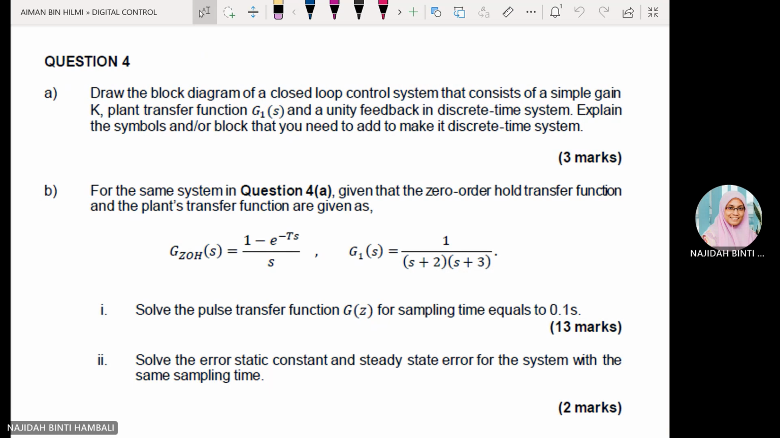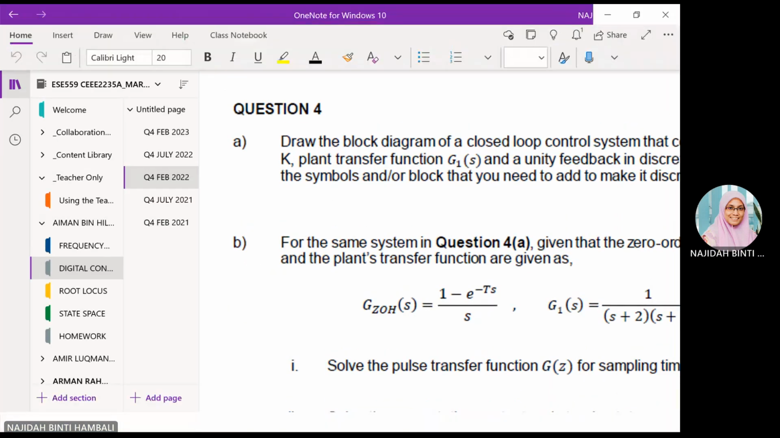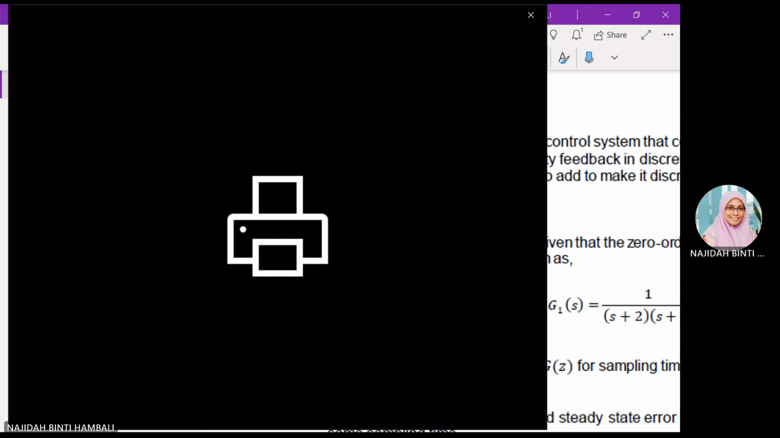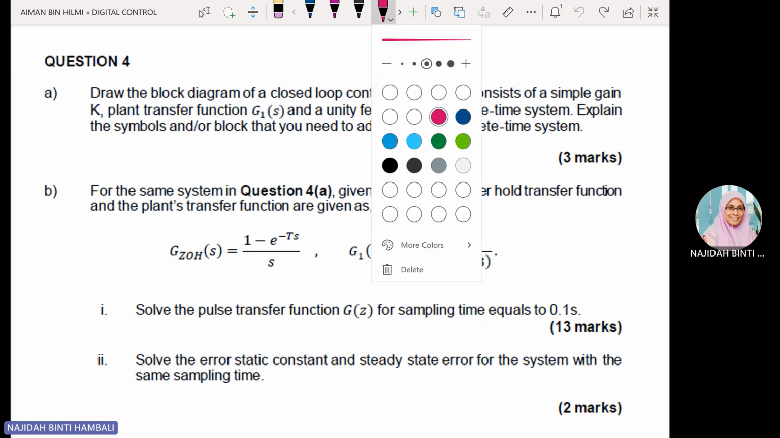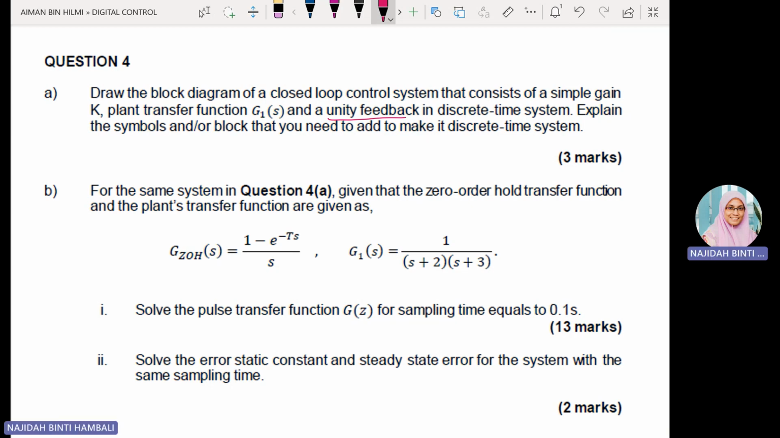Cuba baca betul-betul soalan. Agak-agak dia nak apa ni? Block diagram apa? Closed loop, betul. Okay, sebab dia ada unity feedback system. Untuk subjek you memang unity feedback lah. Macam kita ada discuss sebelum ni daripada awal semester. Unity feedback system. Lepas tu kena ada K. K tu biasalah, you punya gain K. Lagi? Okay, so you kena pakai transfer function G1. Lepas tu kena ada K. To make it discrete time.